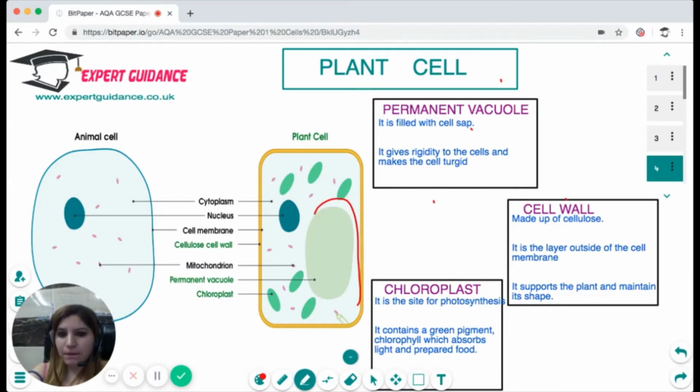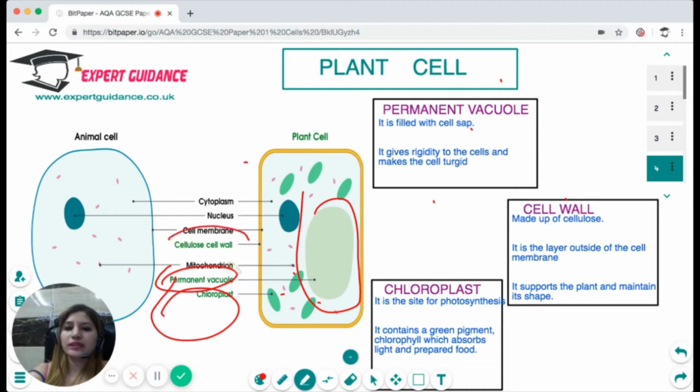This is a big, large permanent vacuole. These green structures are called the chloroplast, and outside the cell membrane there's an extra layer called the cell wall. Now, you should remember the function of each one of them. The permanent vacuole is filled with the cell sap, and it gives rigidity to the cell and makes the cell turgid. The cell wall is the outer layer, and it is made up of cellulose. You should remember the cell wall of the plant cell is cellulosic. It is a layer outside the cell membrane, and it supports the plant and maintains its shape.